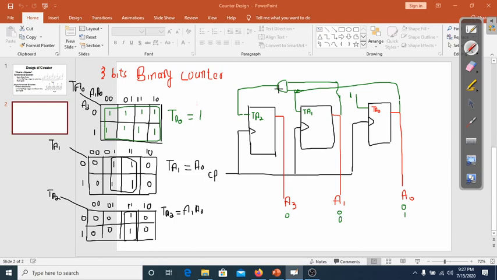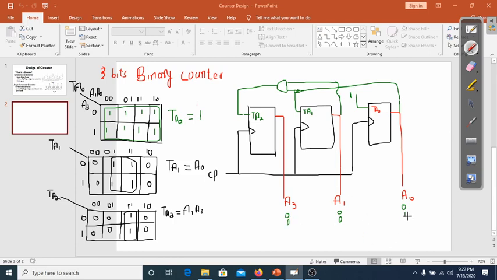So for TA2, its input is the AND gate, and is the AND of A1 and A naught. So here A naught is equal to 0 and A1 is equal to 0. So its output would be 0. So the input A2 is equal to 0. Therefore, there would be no change. For next state, it would be equal to 0.